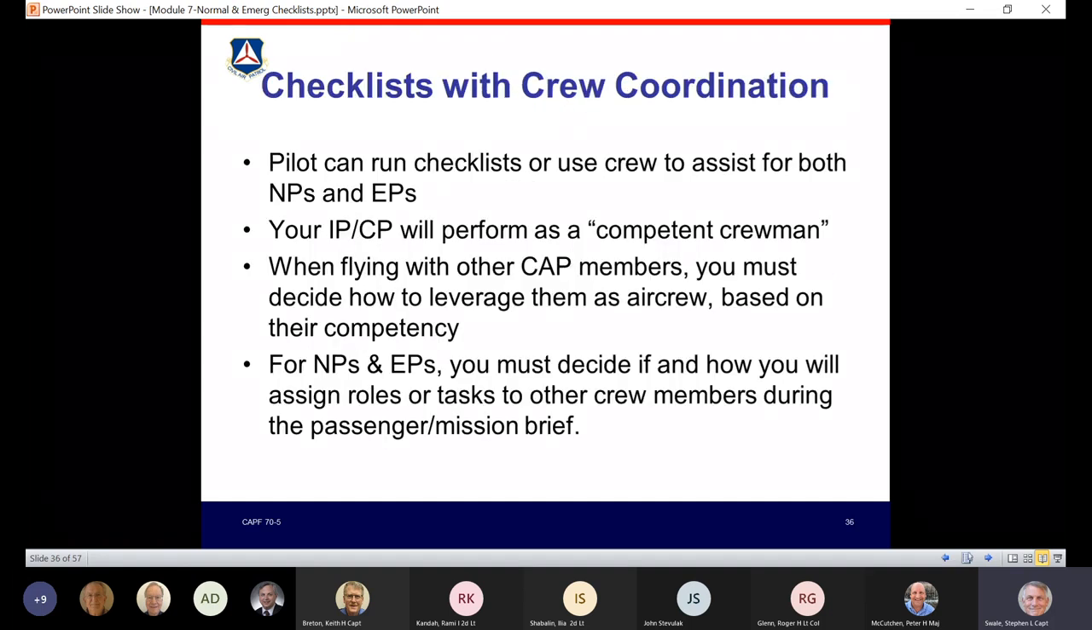Questions or comments on those procedures? And corrections, please.